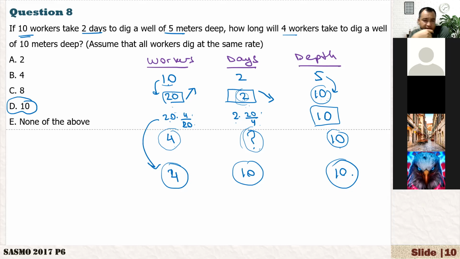Okay, that's not a difficult question, but a lot of students struggle with this kind of question. That's why I try to explain one more time. Also, last time I think we solved a similar question. Any questions? No. Let's move to the next question.